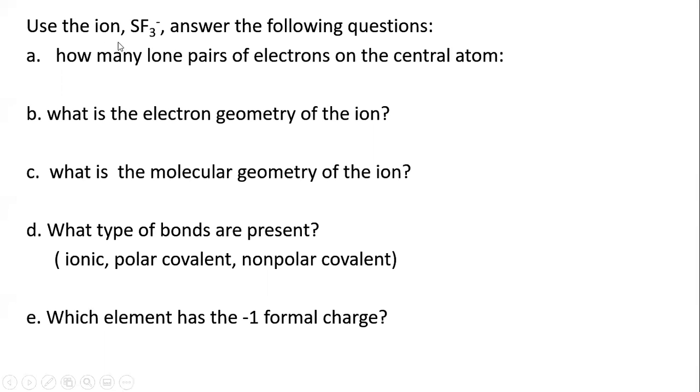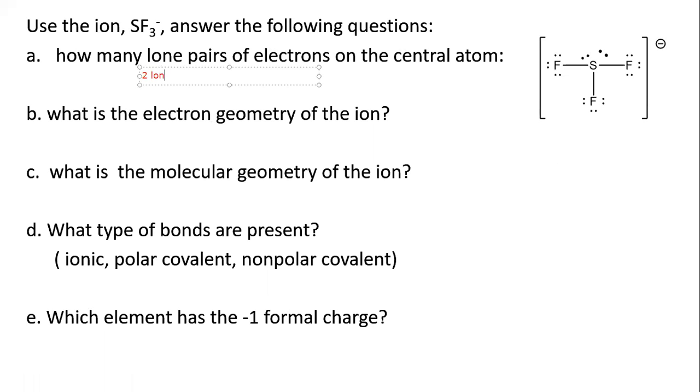So you can't do this by using that shortcut because it's not a central atom bound to the halogens only, but I'm going to draw the Lewis structure for you to show you what it looks like. And so this is the Lewis structure of SF3 minus. It has a total of 28 electrons. And so the number of lone pairs on the central atom are 2 lone pairs.